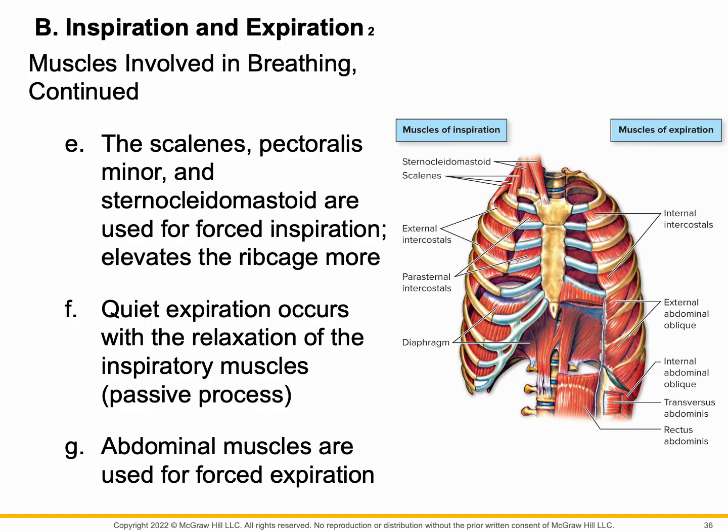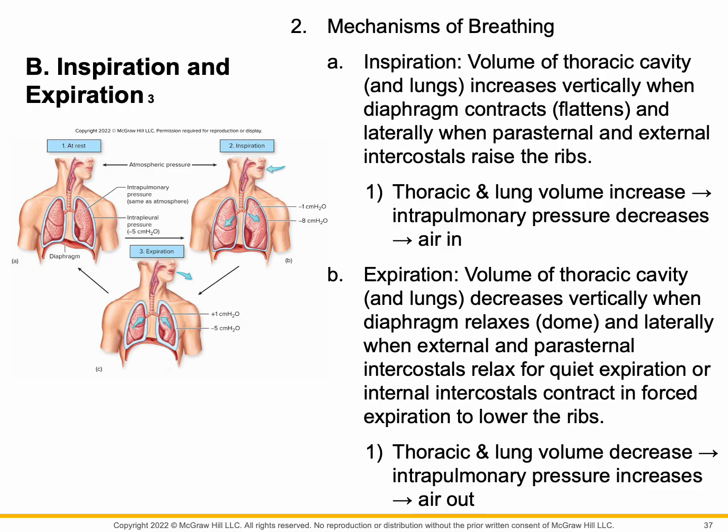So again, with inspiration, the volume of the thoracic cavity and the lungs will increase vertically when the diaphragm contracts or flattens, and laterally when the parasternal and external intercostals raise the ribs. The lung and thoracic volume will increase, leading to intrapulmonary pressure decreasing, and that pushes the air into the lung.